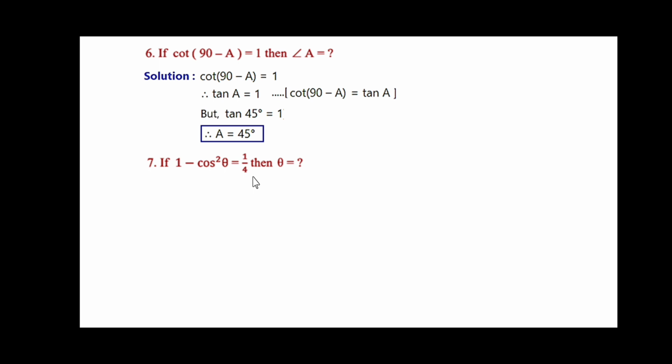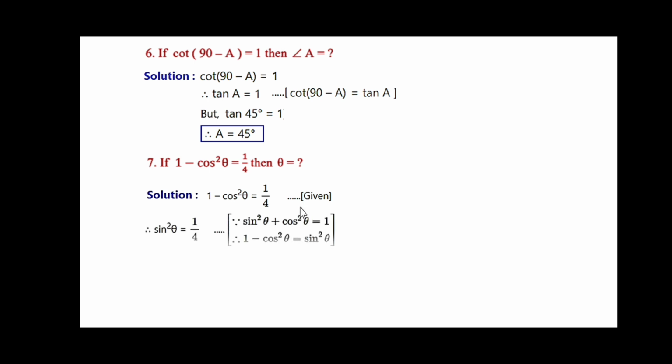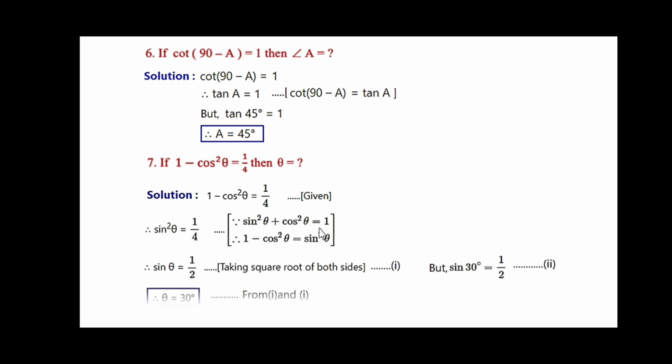If 1 minus cos square theta is equal to 1 upon 4, then what is the value of theta? Friends, we know 1 minus cos square theta is 1 upon 4, for it is given, but sin square theta plus cos square theta is 1.